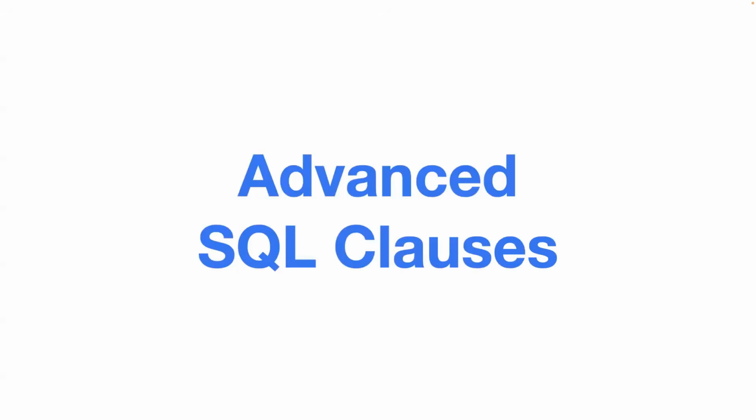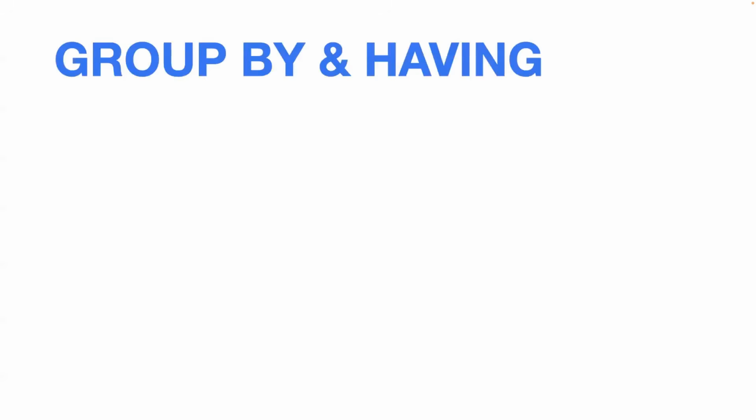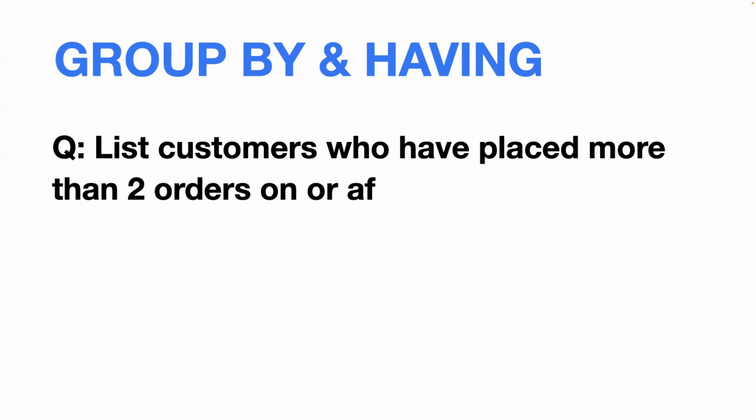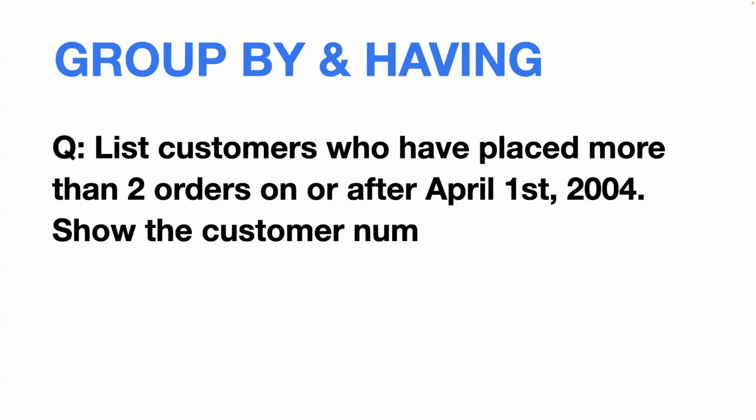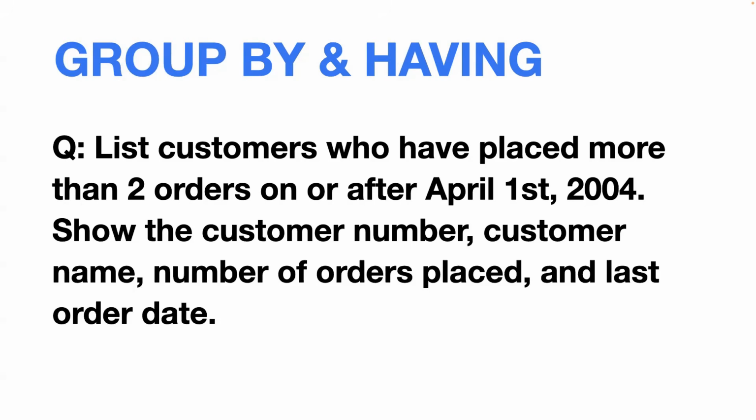Next, we're going to look at some advanced SQL clauses. We'll start by looking at the HAVING clause, which is a special case of GROUP BY. We'll see why it is required in certain cases. So here's a question we'll try and solve. List customers who have placed more than 2 orders on or after April 1st, 2004. Show the customer number, customer name, number of orders placed, and the last order date.